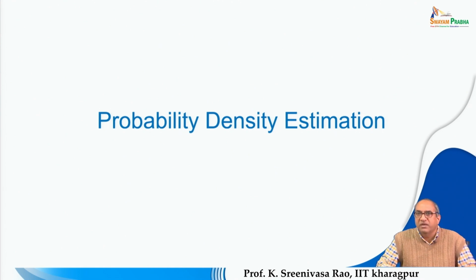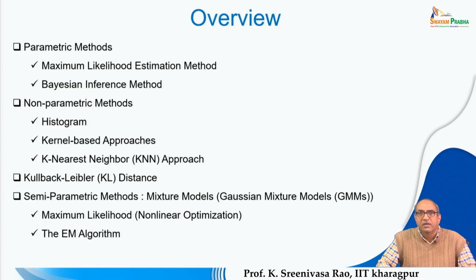That is the next topic, and today and even the next class, we are going to discuss this particular topic. It is known as probability density estimation in a very generic sense. Suppose you estimate the probability density of feature vectors confined to a particular class, it is known as the class conditional density.